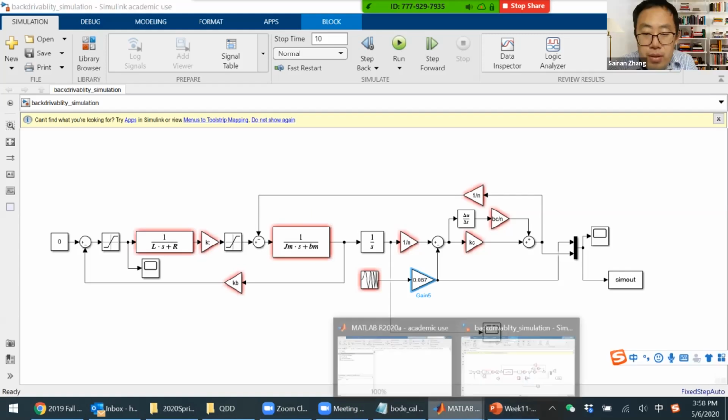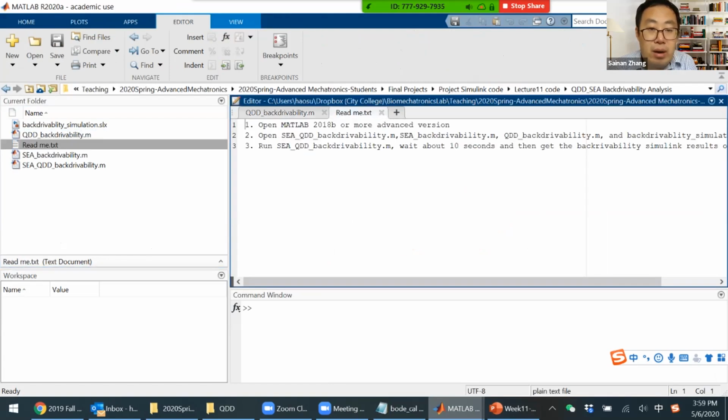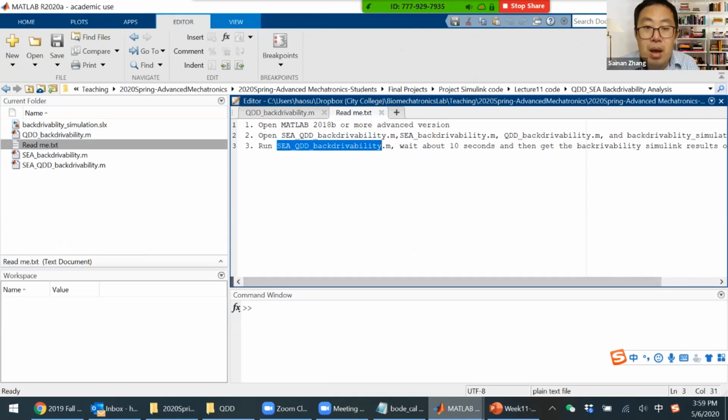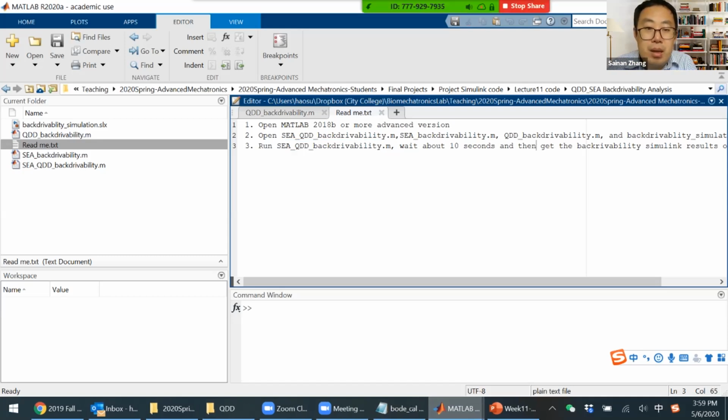And for the simulation, we wrote a README file here. Open your MATLAB and open this M file, and run this M file first. SEAQDD backdrivability. So basically, run this file, and let's do this. Open SEAQDD.